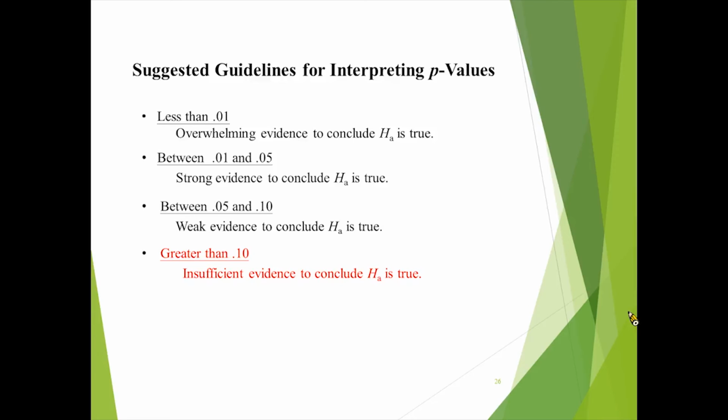And the suggested guideline for interpreting the p-value is: if the p-value is less than 0.01, there is overwhelming evidence to conclude HA is true. If the value is between 0.01 and 0.05, strong evidence to conclude HA is true. If the value is between 0.05 and 0.1, weak evidence to conclude HA is true. If the p-value is greater than 0.1, insufficient evidence to conclude HA is true. That means we didn't reject H0.